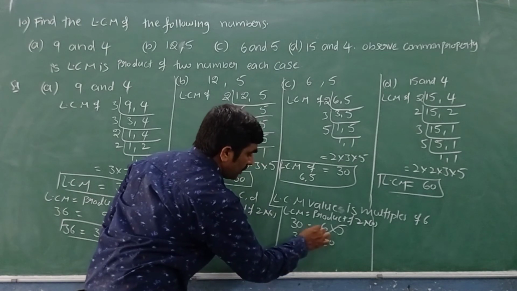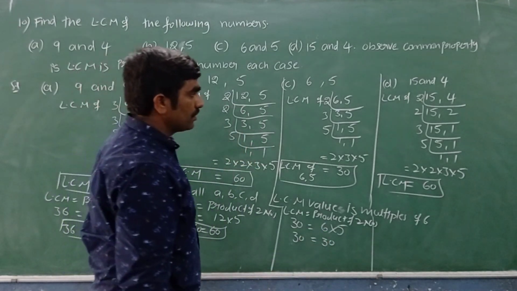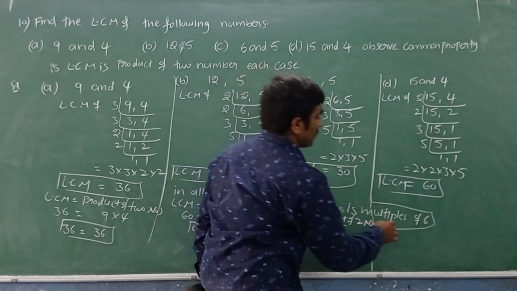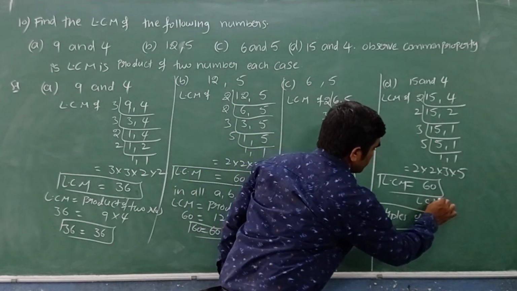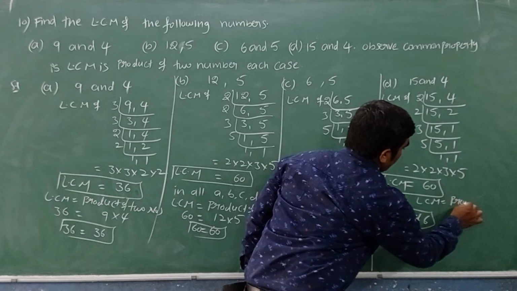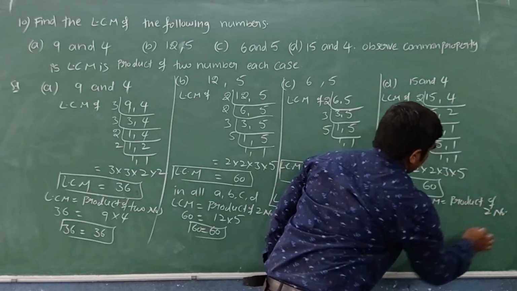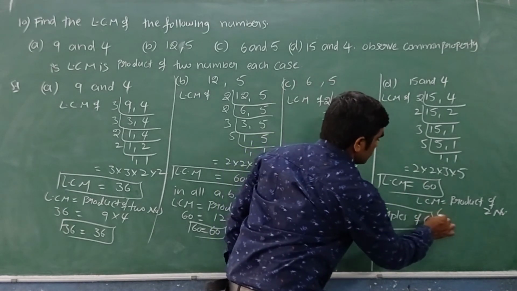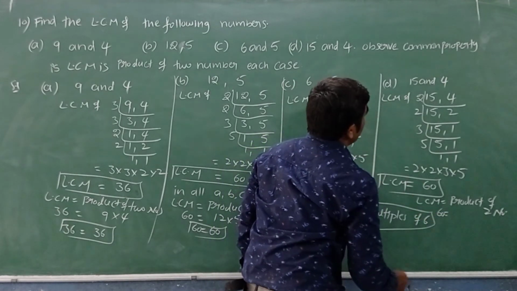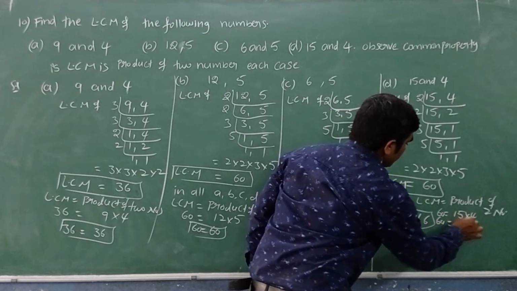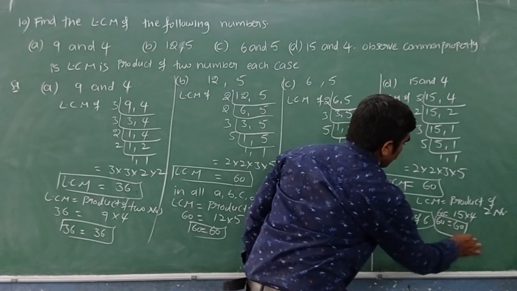If they are not equal, keep not equal. Then we check the last case. Here we have to check whether LCM is equal to the product of two numbers or not. What is the LCM value? 60. 60 is equal to the product of two numbers, 15 into 4. 15 fours are 60. Yes.